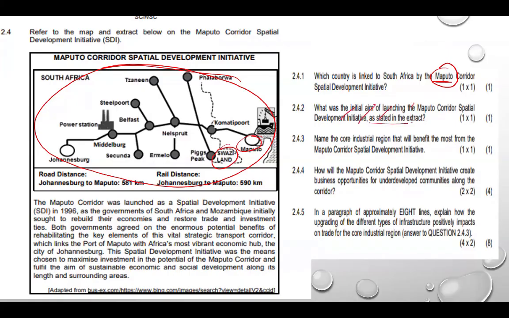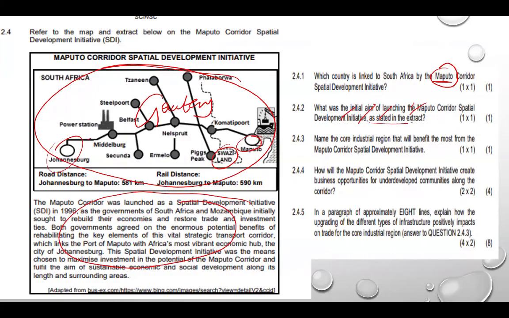As stated in the extract, which means you have to read the extract to get the question. Name the core industrial region that will benefit the most from the Maputo corridor. This Maputo corridor, you see, it's starting from Johannesburg and it's going through like that. So, which means here it will be the Gauteng industrial region.